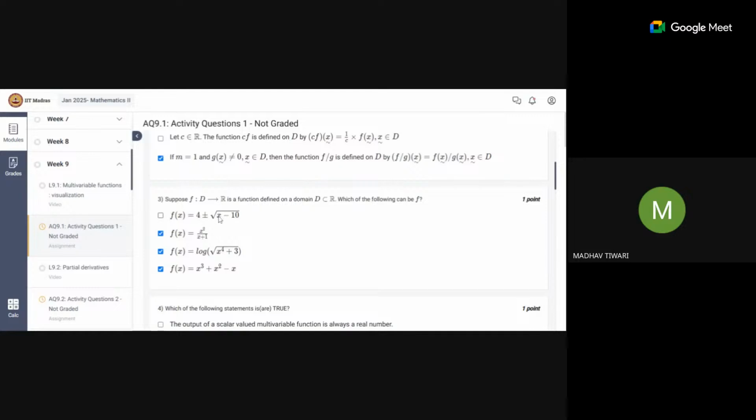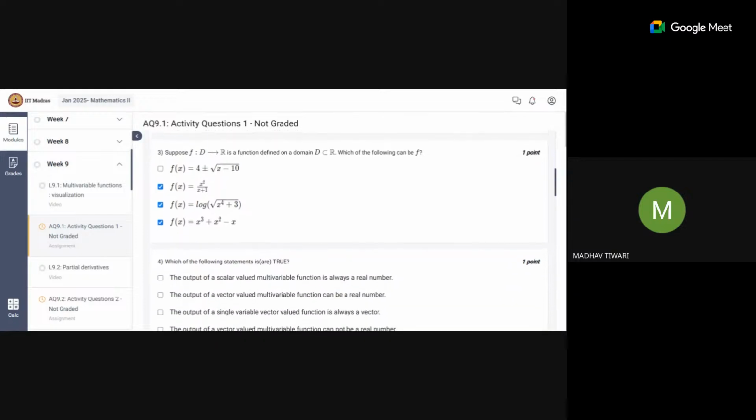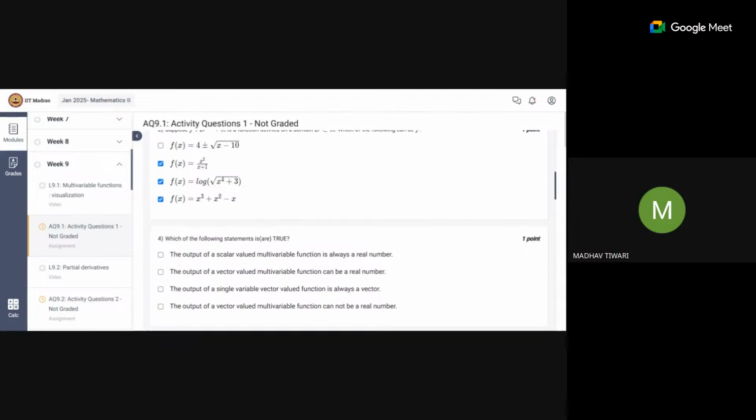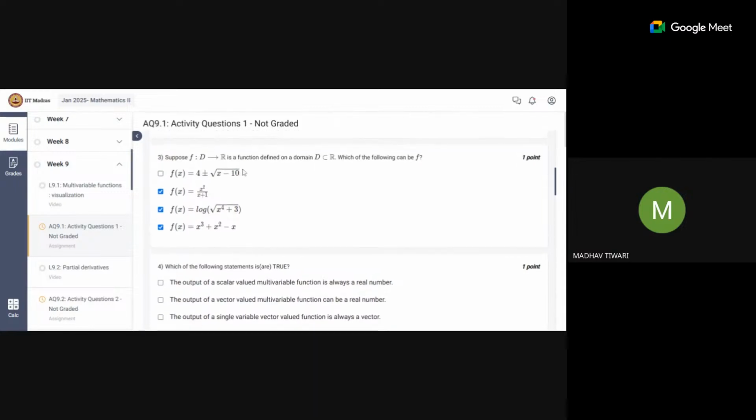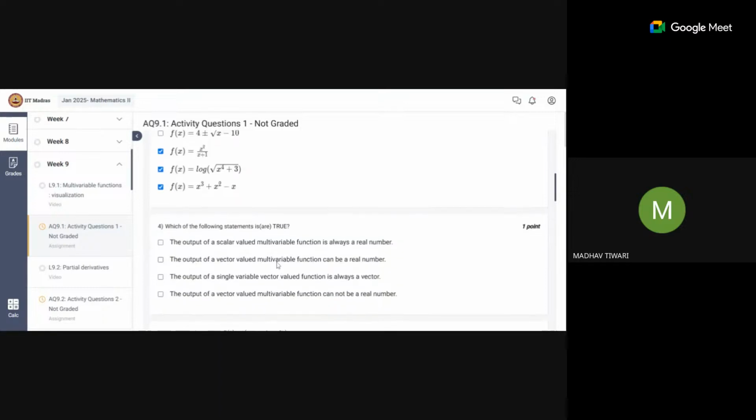If I put x as, let's say, 19, what will I get? 19 minus 10 will be 9, and the square root of 9 will be 3. So 4 plus 3 and 4 minus 3, two values are there. Functions never give two values, they give only one. They can give two values when the codomain is not R but R2. Then you can say it has two components, and in different components you can write 4 plus 3 in one and 4 minus 3 in the other. Then it can work.